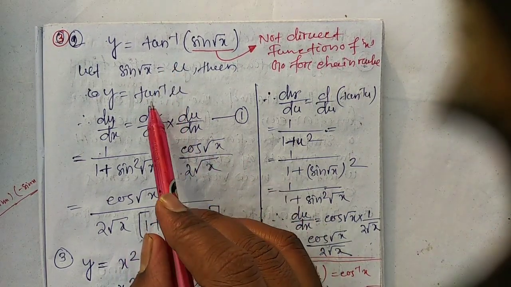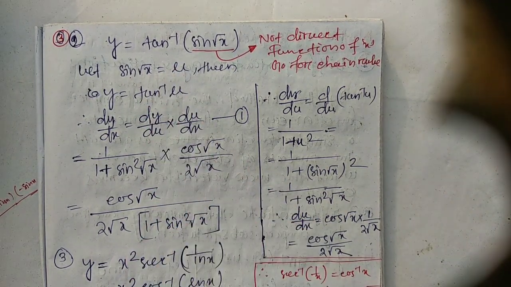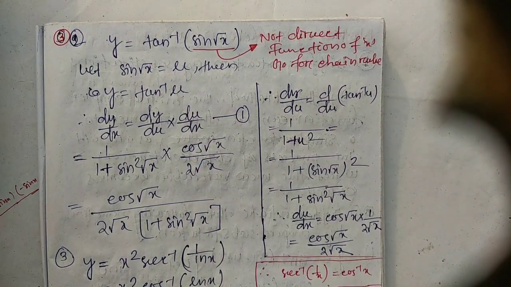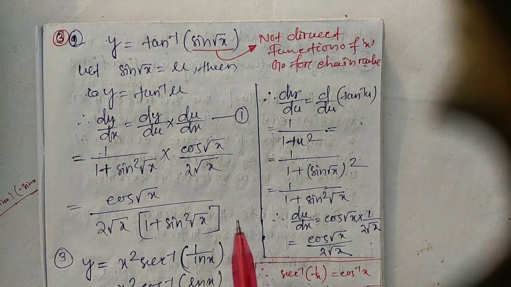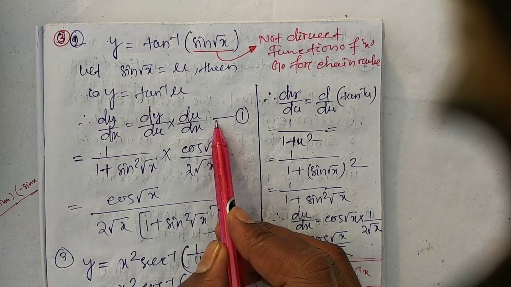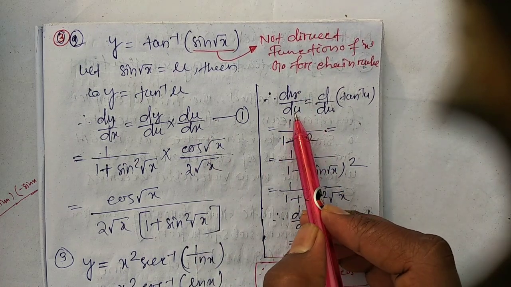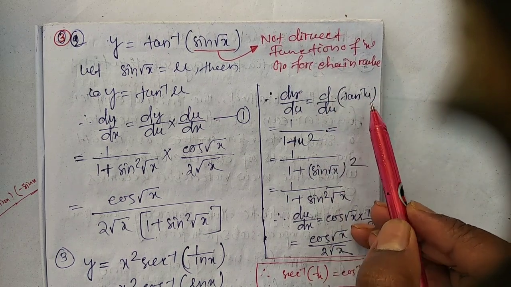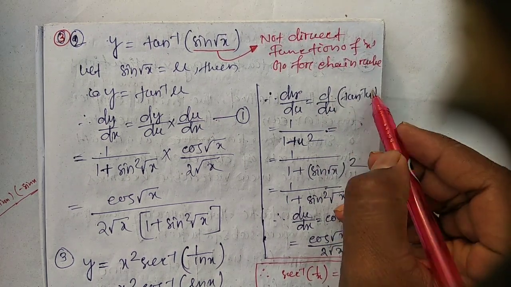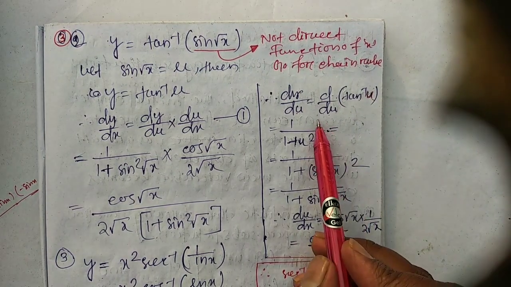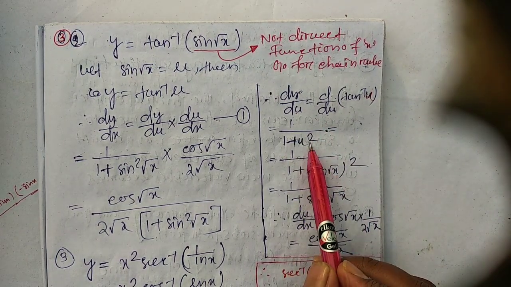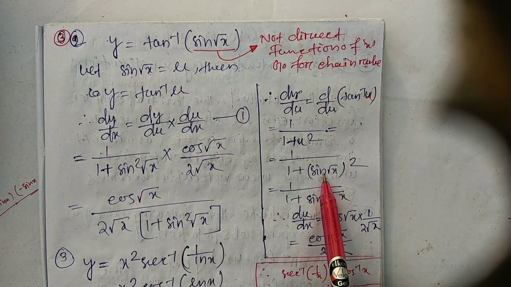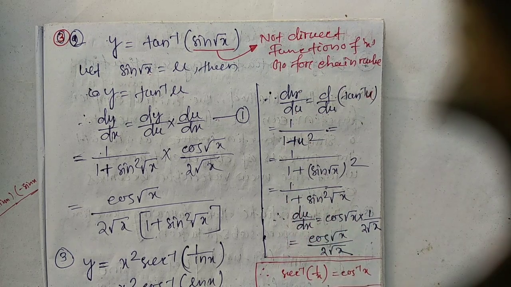Then the initial function will be tan inverse u. So we can find the derivative of tan inverse u with respect to u, and again we have to find du with respect to x. This is according to the chain rule. So dy by du is the derivative of tan inverse u with respect to u. How much? 1 by 1 plus u square. But the value of u is sine root x. Put it here, and we obtain 1 by 1 plus sine square root x.